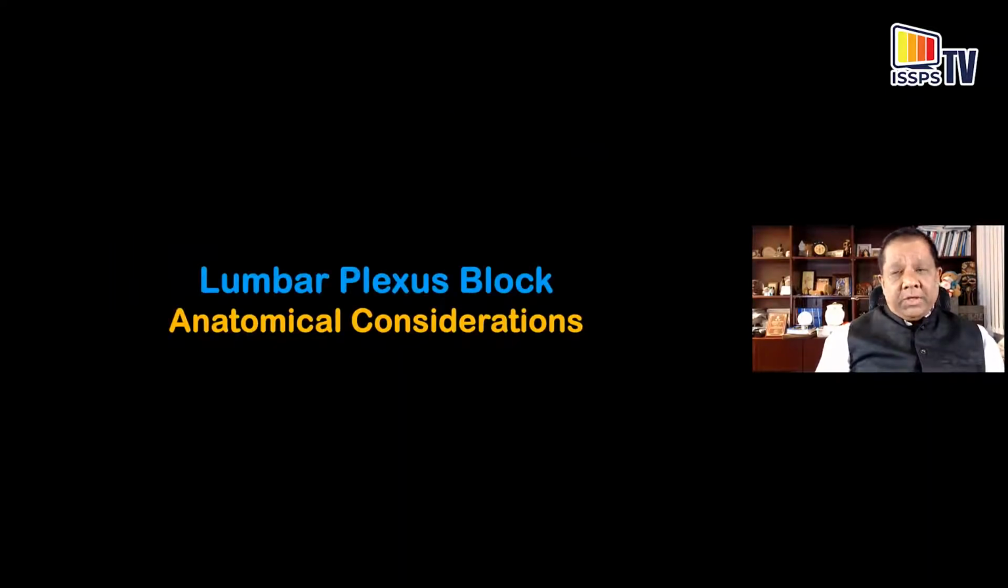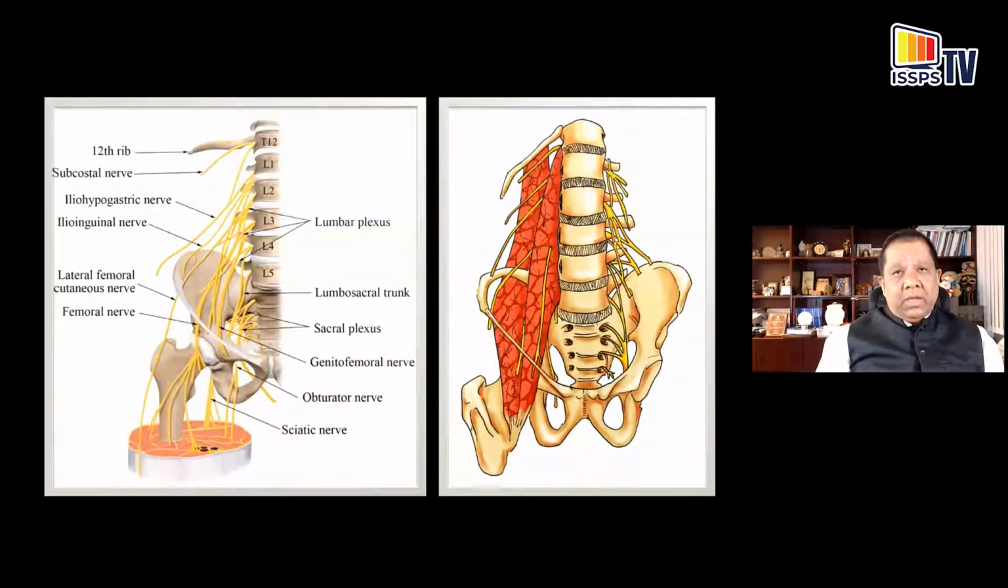So when we talk about the anatomical considerations, the lumbar plexus is formed by the ventral rami of mostly L1 to L4, but it could be prefixed and postfixed by T12 or the branch from the L5. This gives off the nerves that are a part of the lumbar plexus, which are the iliohypogastric, ilioinguinal nerve, the femoral nerve, the obturator nerve, and the lateral femoral cutaneous nerve.